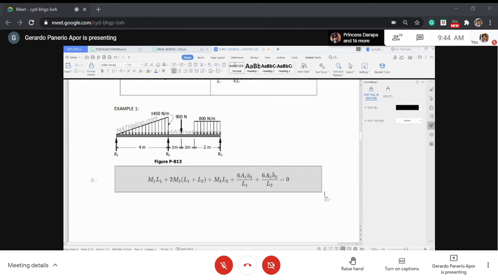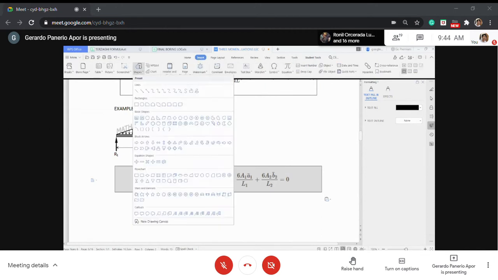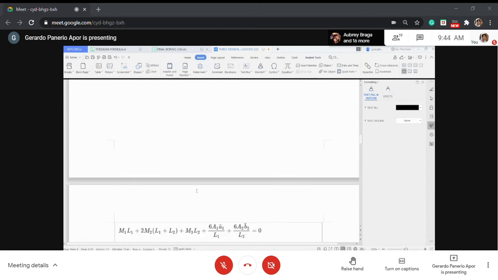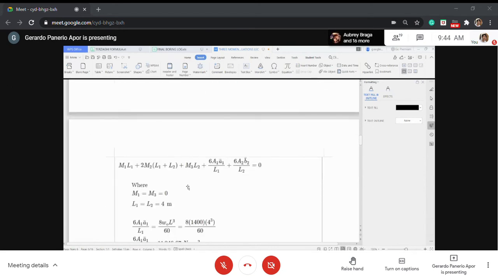Basically, if I am going to do the depicted structure, the depicted structure will look like this. Which one is heavier? Okay, so it would look like that. That is how I analyze it. So this is the solution, and this is the equation.